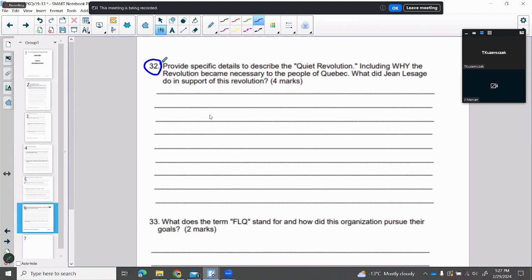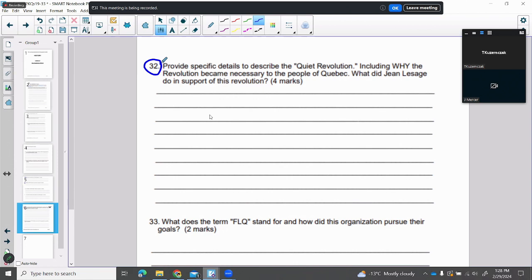You can remember that when you're answering your key questions, if you don't want to use the spaces that I have provided for you, that's fine. You do not have to rewrite the questions. So, for example, don't write provide specific details to describe the Quiet Revolution. I already have that, so you don't need to rewrite it. You can simply write key question 32 and then start formatting your answer.